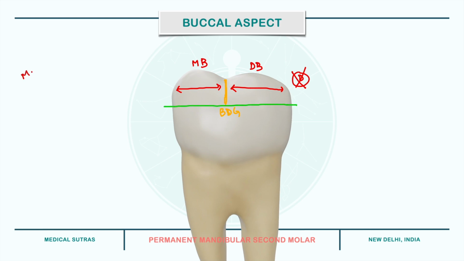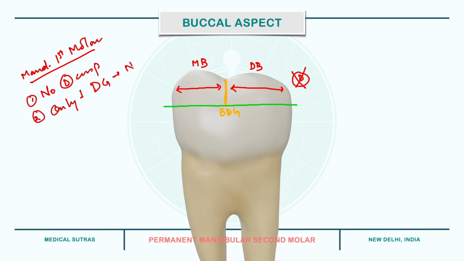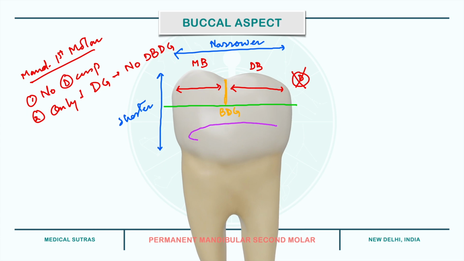So when compared to the permanent mandibular first molar, there is no distal cusp, only one developmental groove and no distobuccal developmental groove. Cervico-incisally, the crown is shorter than the mandibular first molar and mesiodistally, the crown is narrower than the mandibular first molar. Also, the buccal cervical ridge is not as pronounced as seen in the mandibular first molar.